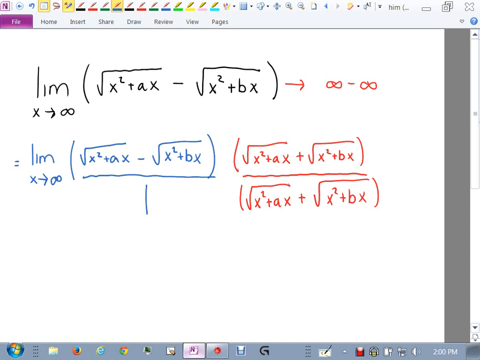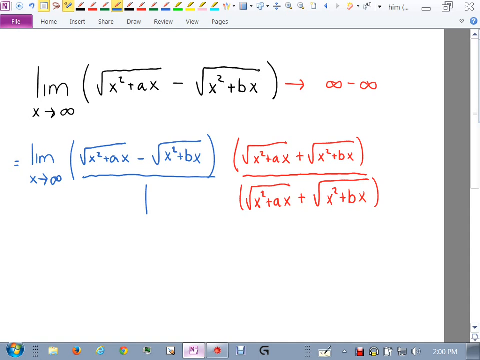So the blue is the original problem. I don't know if that really looks blue to you or not, but blue, and then over here is the conjugate I'm coming in with, which is my 1. We should get some good things to happen up top.